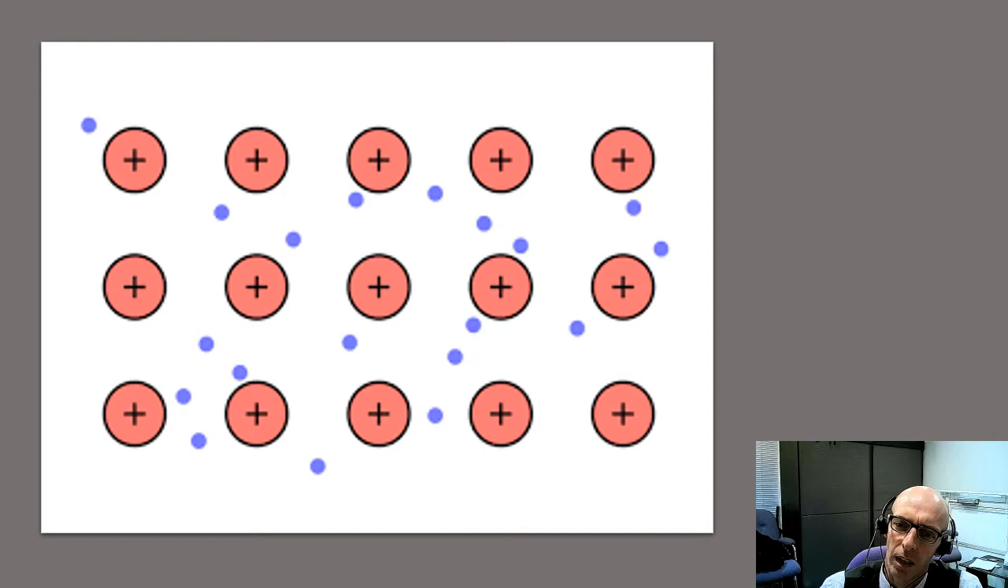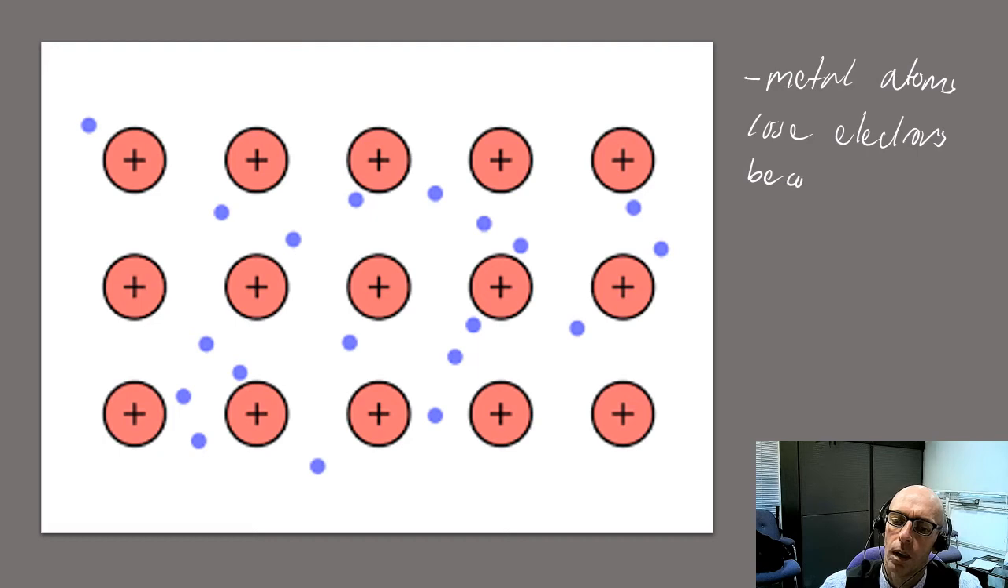Because remember, if they've all lost electrons, so metal atoms, let's write it. Metal atoms lose electrons and become positive ions.